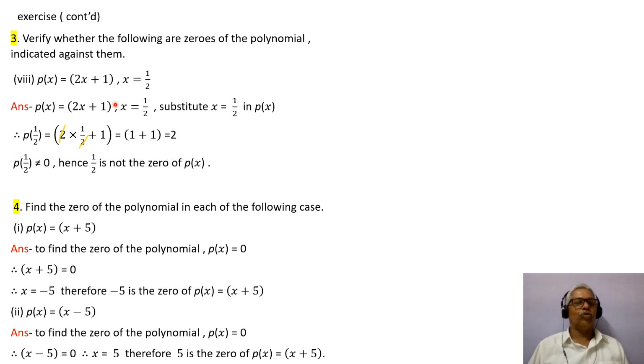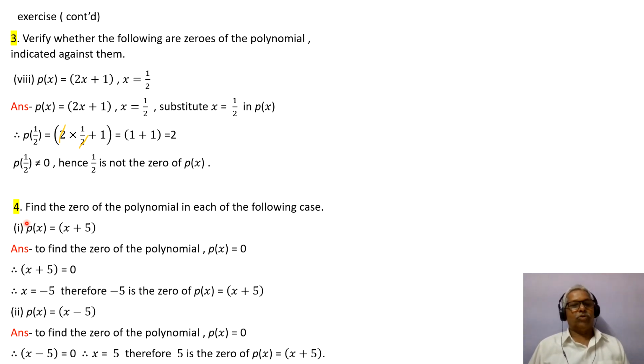In the exam, so that you don't get confused. So 2 into, substitute this half in place of x. So 1 upon 2 plus 1 is, you cancel this 2, 1 plus 1 is 2, which is not 0. So p of 1 upon 2 is not equal to 0, hence 1 upon 2 is not the 0 of px. Got it? Very simple.